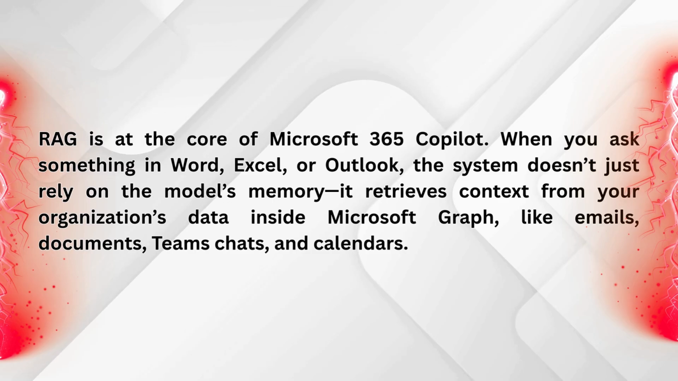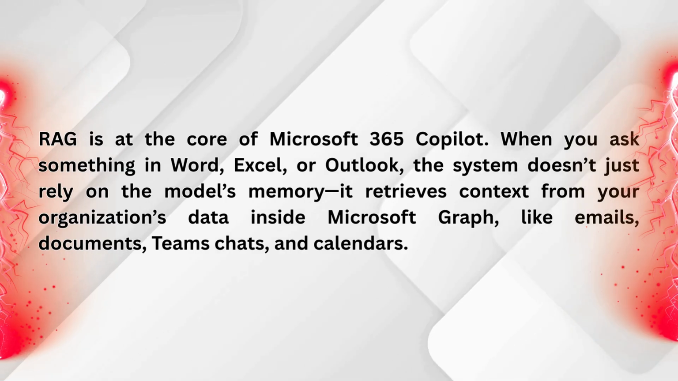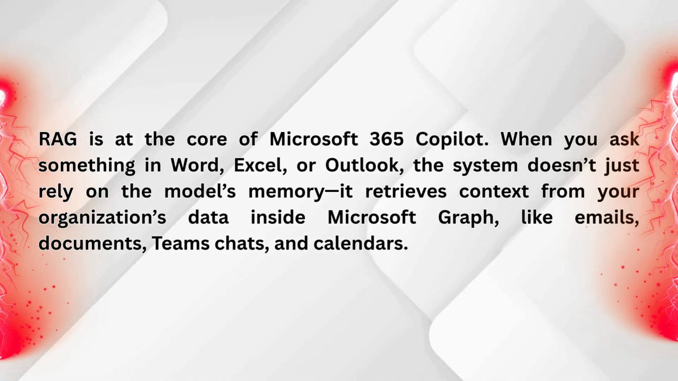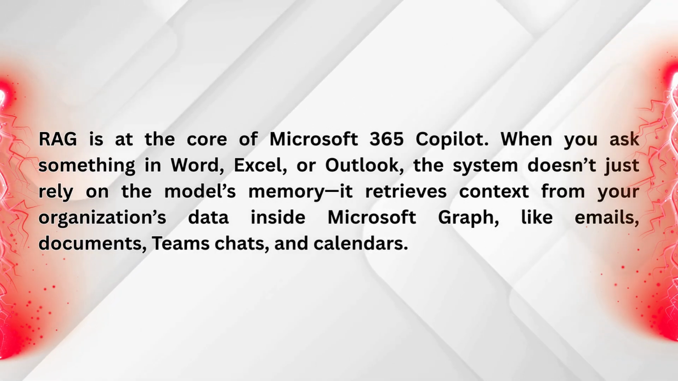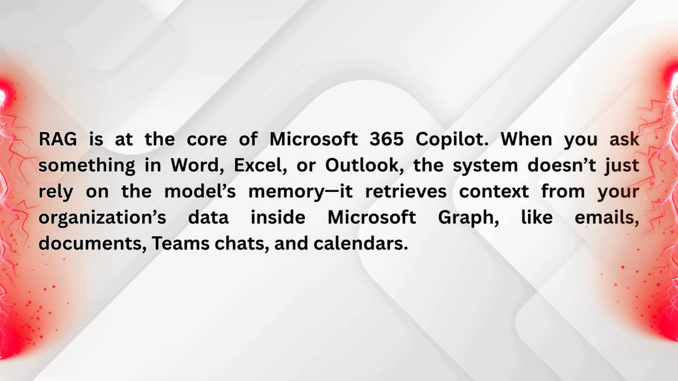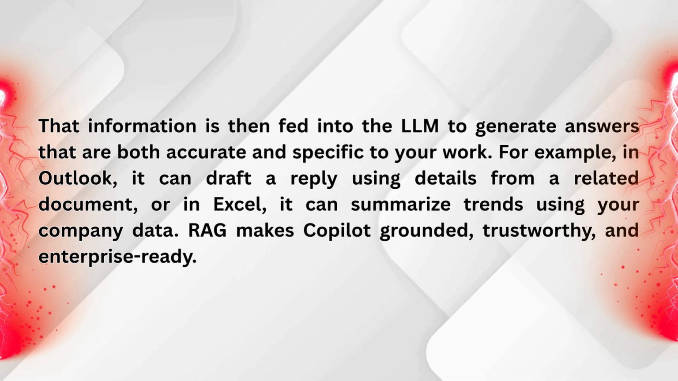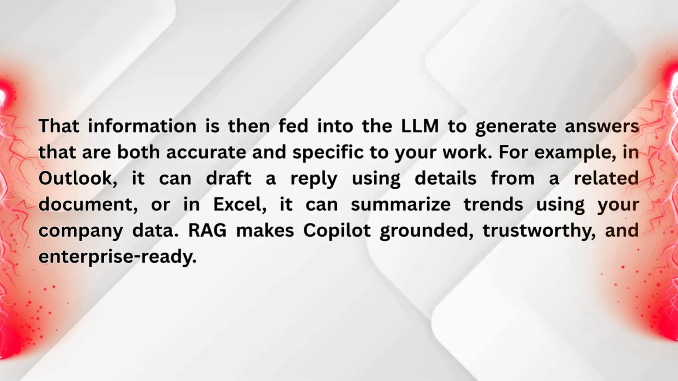How does RAG power Microsoft 365 Copilot, Word, Excel, Outlook? RAG is at the core of Microsoft 365 Copilot. When you ask something in Word, Excel, or Outlook, the system doesn't just rely on the model's memory. It retrieves context from your organization's data inside Microsoft Graph, like emails, documents, Teams chats, and calendars. That information is then fed into the LLM to generate answers that are both accurate and specific to your work.